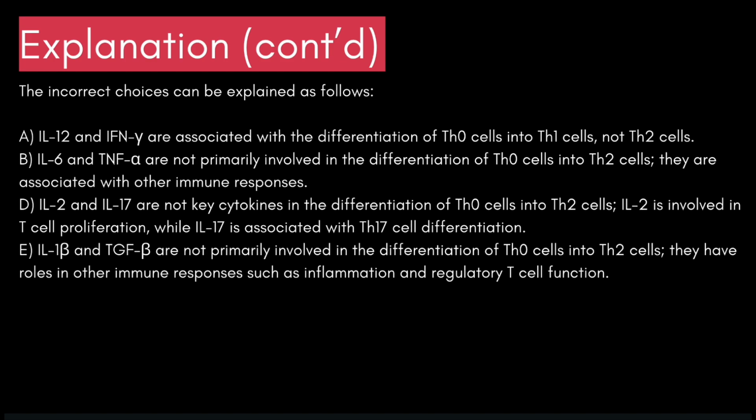IL-2 and IL-17 are not key cytokines in the differentiation of Th0 cells into Th2 cells. IL-2 is involved in T cell proliferation, while IL-17 is associated with Th17 cell differentiation. IL-1 beta and TGF beta are not primarily involved in the differentiation of Th0 cells into Th2 cells. They have other roles in other immune responses such as inflammation and regulatory T cell function.